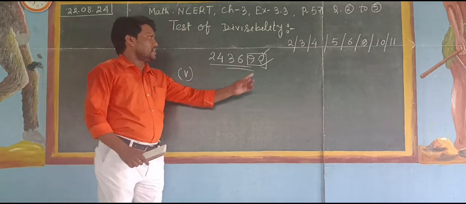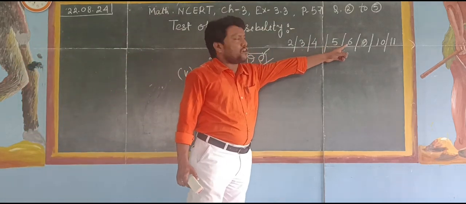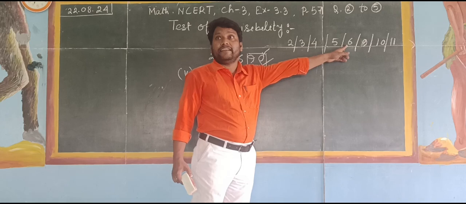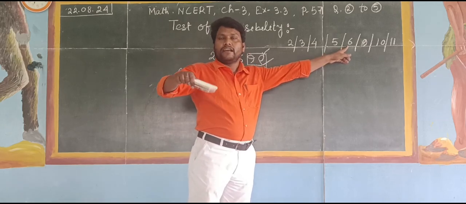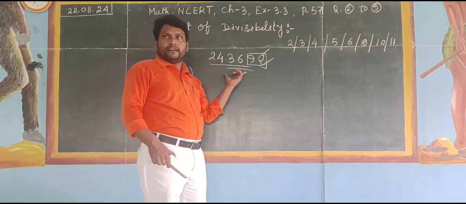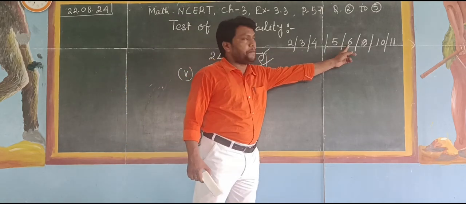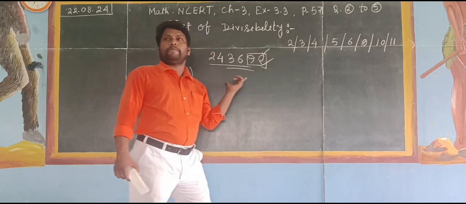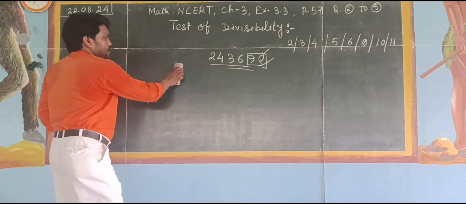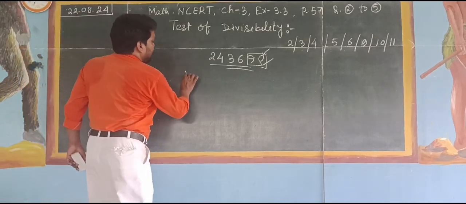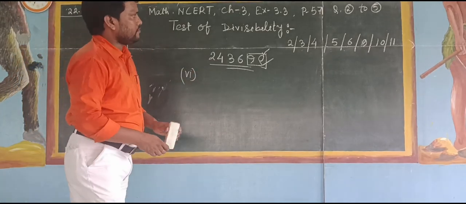Understand? Because the factors of 6 are 2 and 3, and their multiple is 6. If they are factors, by the factors, the number can be divisible. So they are multiple. By their multiple, the number can also be divisible. Okay? Next, property number 6.